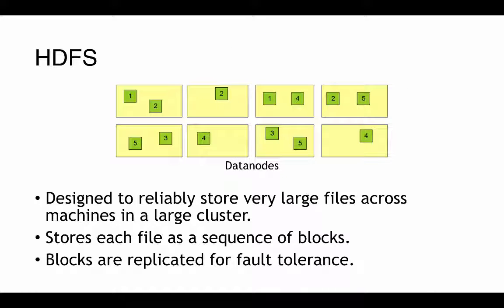The Hadoop distributed file system uses a master-slave architecture. The master is a single node called the name node, which manages the file system data. One or more slaves or data nodes store the actual data. HDFS is designed to reliably store very large files across a large number of machines. It stores each file as a sequence of blocks, and each of these blocks is replicated for fault tolerance. Both block size and number of replications are configurable per file.